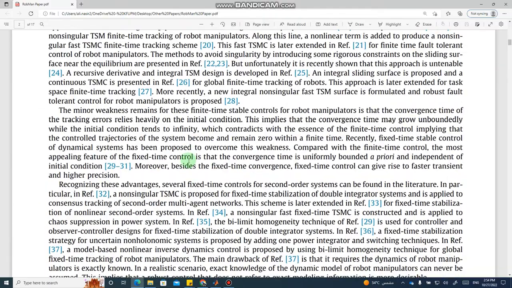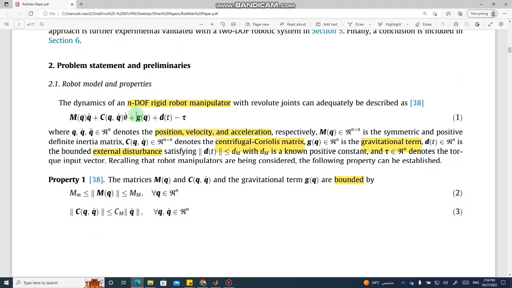As always, we'll not go into much detail of the paper, we'll just look into the system. So this is the n degree of freedom rigid robot manipulator dynamics. You can see here this is the inertia matrix M, the centrifugal Coriolis matrix C, and the gravitational term G. This is a pretty standard model, and in the end they have given the example of a 2 degree of freedom robot manipulator. So we will be simulating a 2 degree of freedom robot where n will be equal to 2, and q and q dot are the angles and angular rates of the robotic joints.